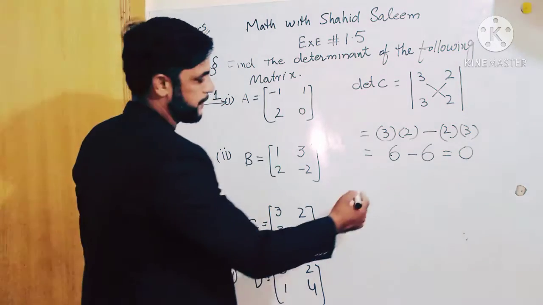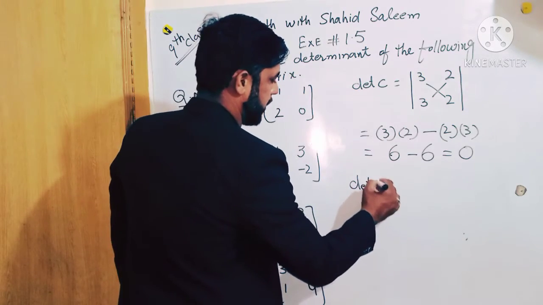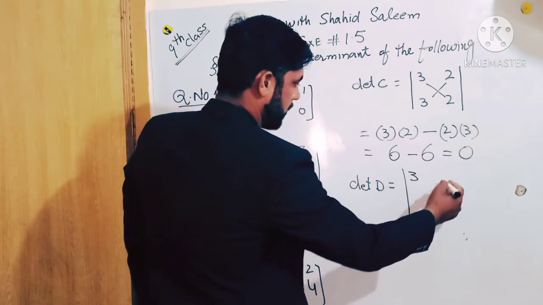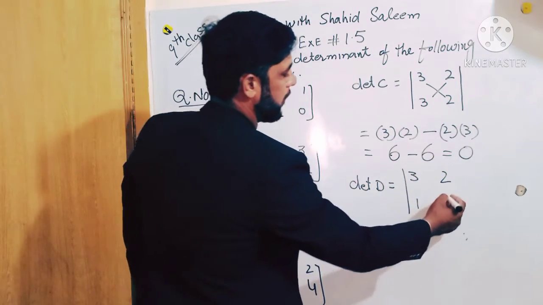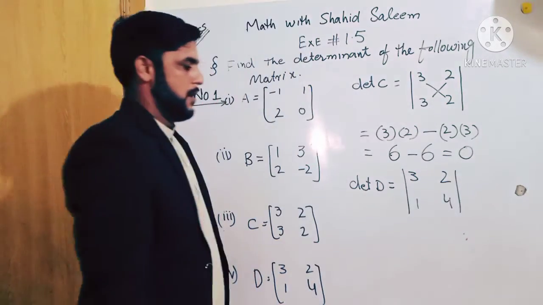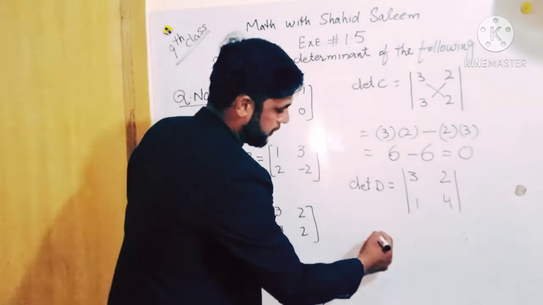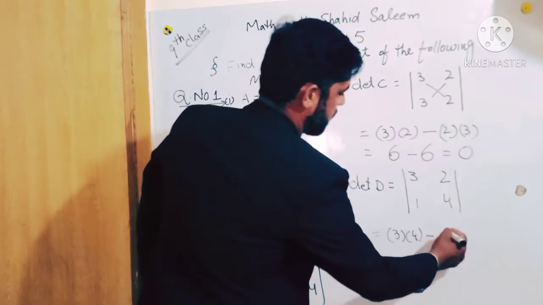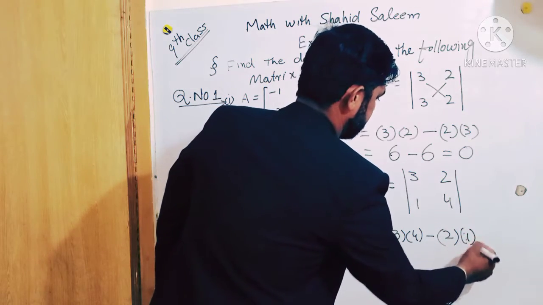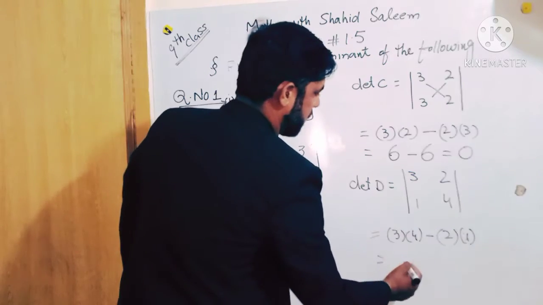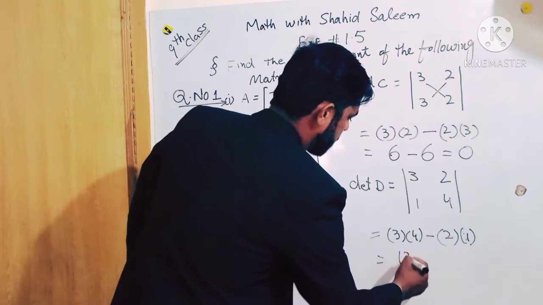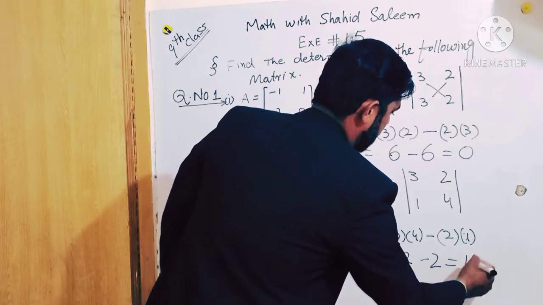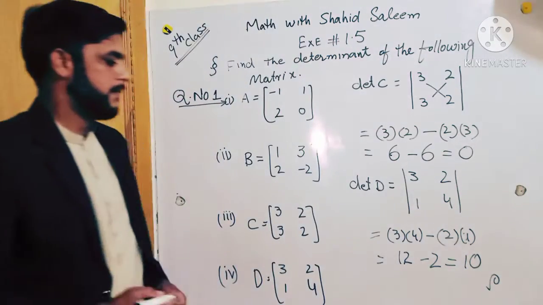And D matrix is determinant of D equal to determinant 3, 2, 1 and 4. We find determinant 3 multiplied by 4 minus 2 multiplied by 1, equal to 3 4s are 12 minus 2 1s are 2, equal to 10, which is the answer of question number first.